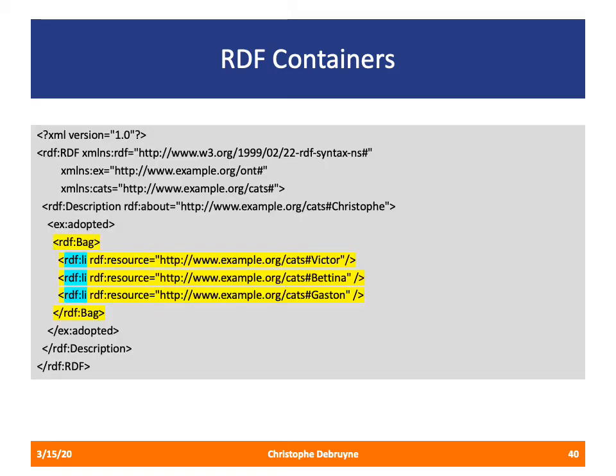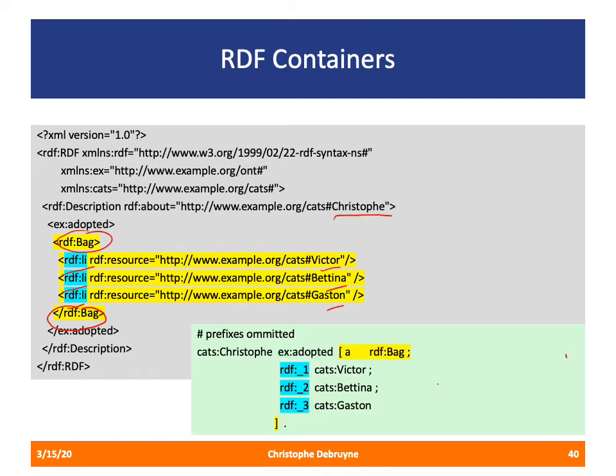So here we have an example of how we can use RDF containers. In this example, I will be showing you how I adopted 3 cats. So here you have me, and I adopted a bag of cats. And inside that bag, I have 3 list items, one for each of my cats, Victor, Bettina, and Gaston. Things become a little bit more tangible, hopefully, if you were to represent that in RDF Turtle.